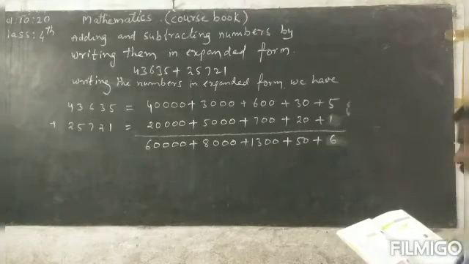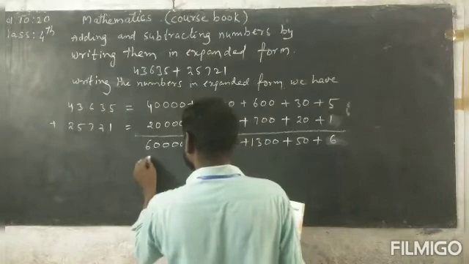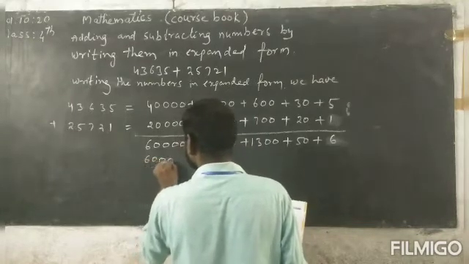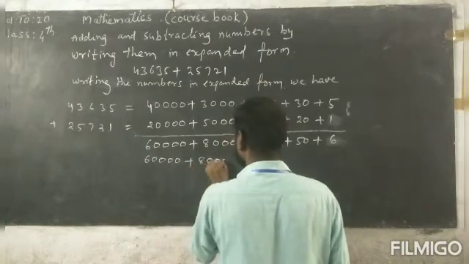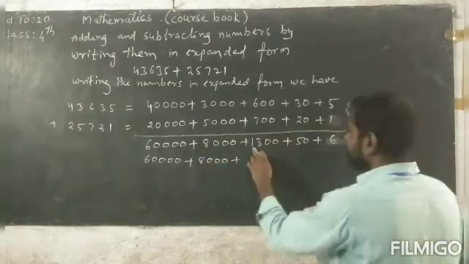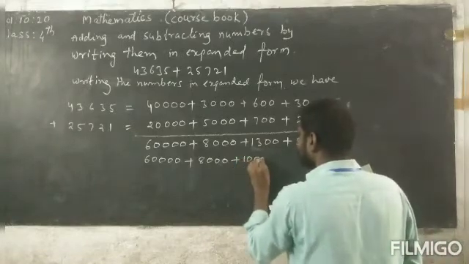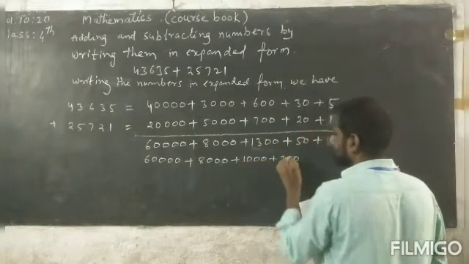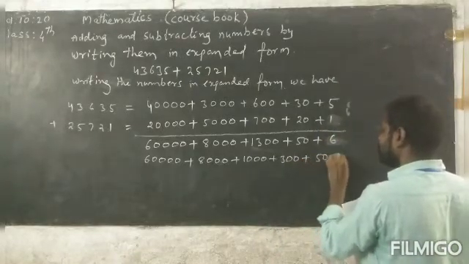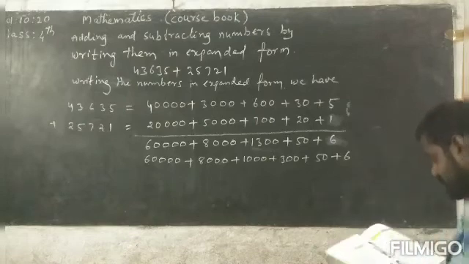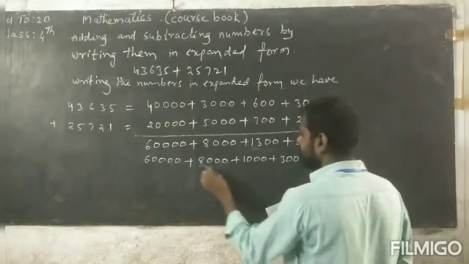Now next, this is the 60,000, right? Same. Next 8,000. See, 1,300 can be written as 1,000 plus 300 plus 50 plus 6. Now next, here 8,000, here 1,000. Then you can add these two.